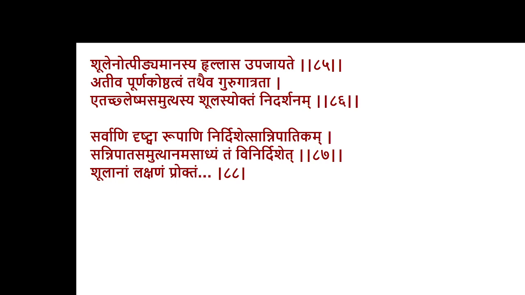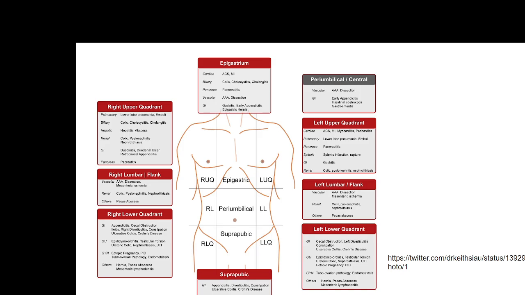Sarvani Drishwa Rupani Vidishet Sanipatikam Sannipata Samuttanam Asadhyam Vanirvishet Shulanam Lakshanam Proktam. These are the clinical signs of Shula. In the present situation, we approach the patient presenting with pain in the abdomen mainly by two approaches: one based upon the location, the area where the pain is felt, and the other on the types of pathology which can produce the pain. Depending upon the area of the pain, there are 9 segments, and in each segment the conditions which can produce the pain are mentioned in this chart.